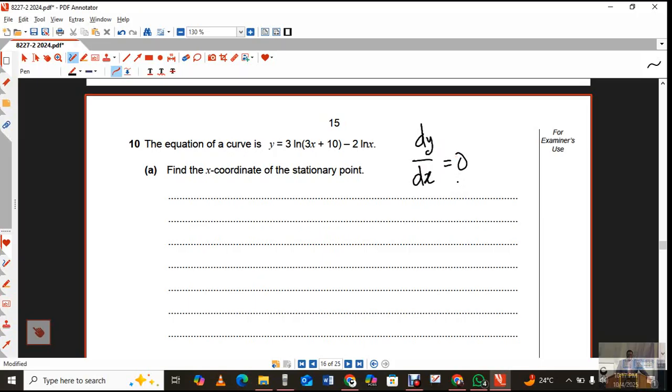So we need to find the derivative. Again, you need to be familiar with how you find the derivative of a natural log function. So quickly on the rules, if you do d by dx of a natural log function, this is actually going to be the derivative of that function all over f of x. Please don't forget that.